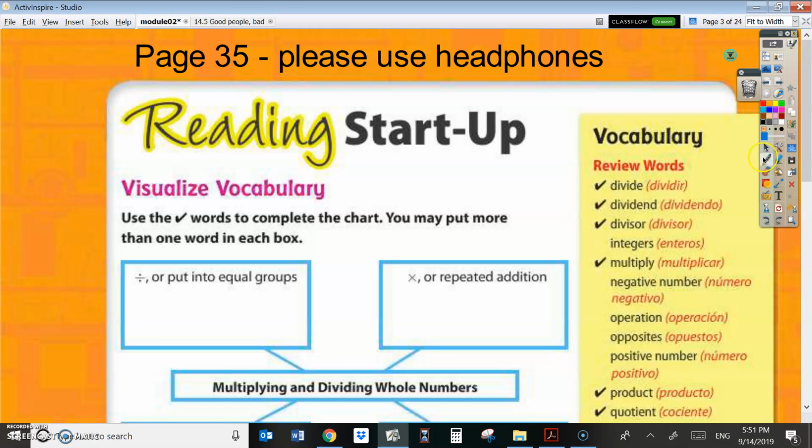Hello, this is page 35. Please use headphones. Use the check words to complete the chart. You may put more than one word in each box. Divide or put into equal groups. Clearly that is divide.